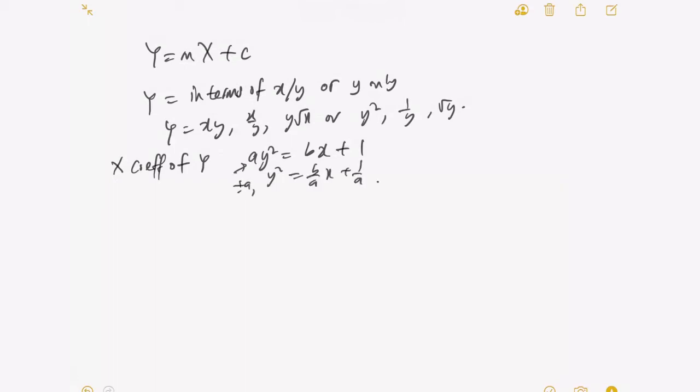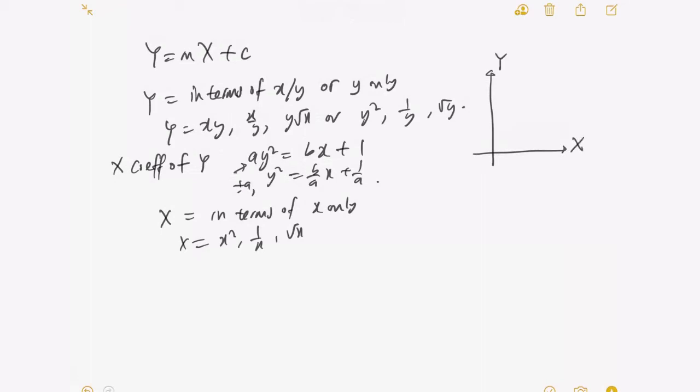Okay, next, how about x? X is usually in terms of x only. For example, your big X can be x squared, 1 over x, root x. By the way, just to clarify, when I say big Y and big X, I'm referring to the variable on the y-axis and the variable on the x-axis.